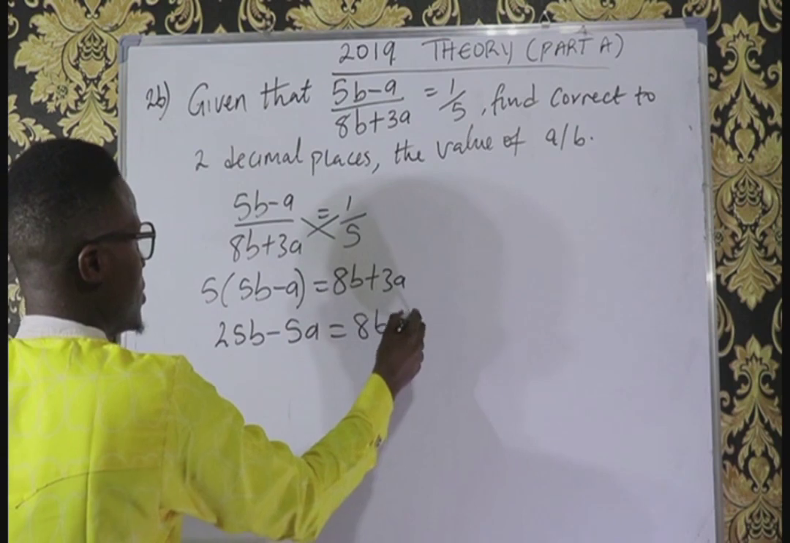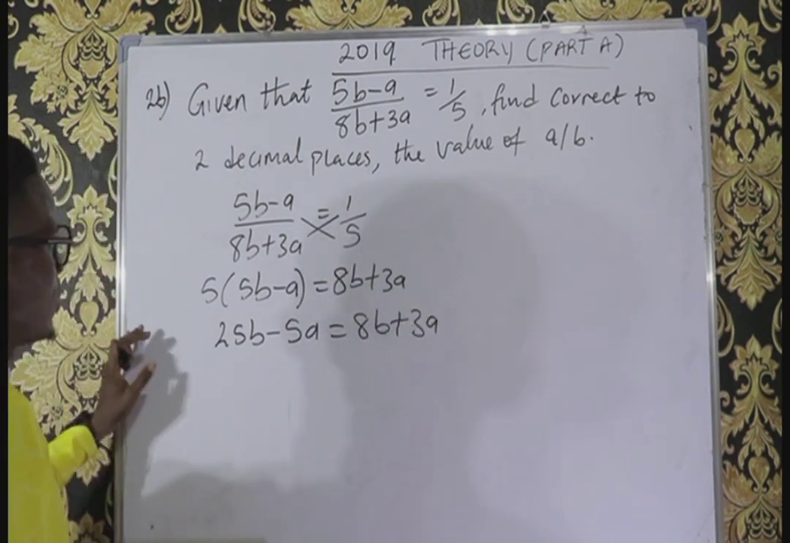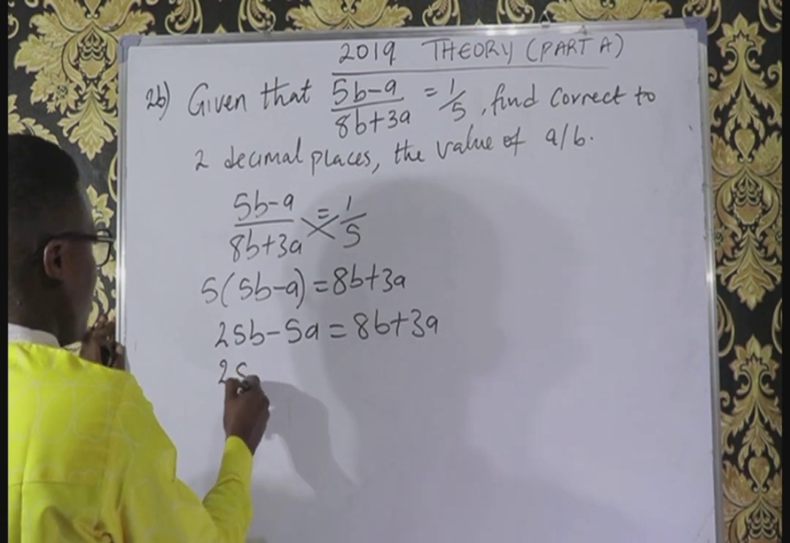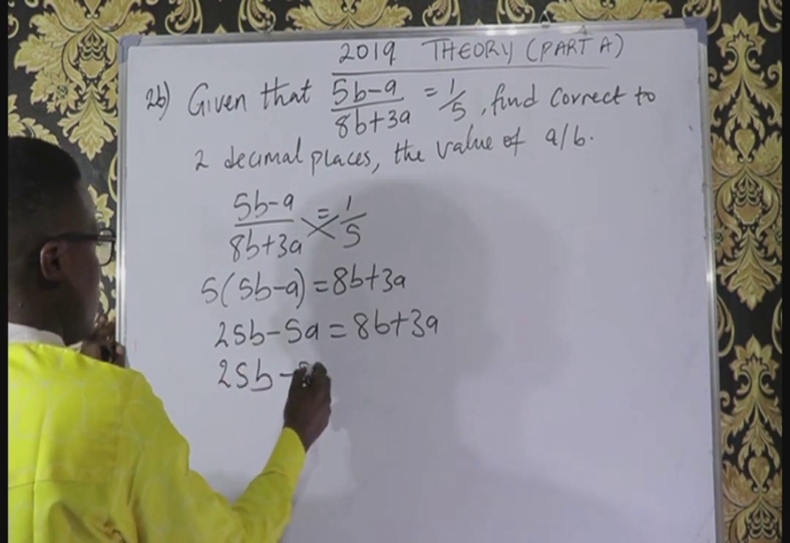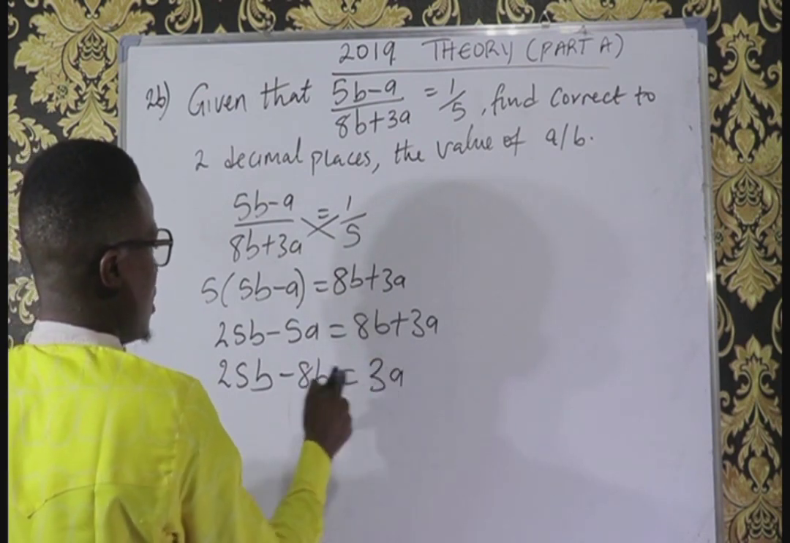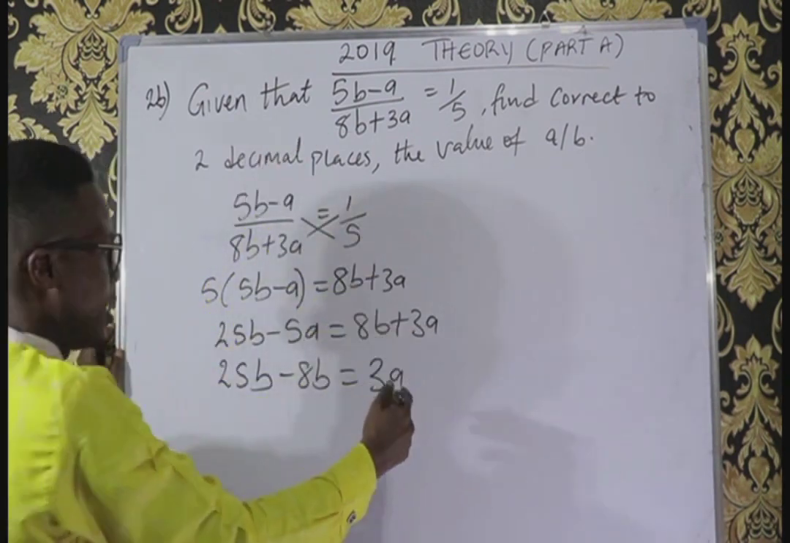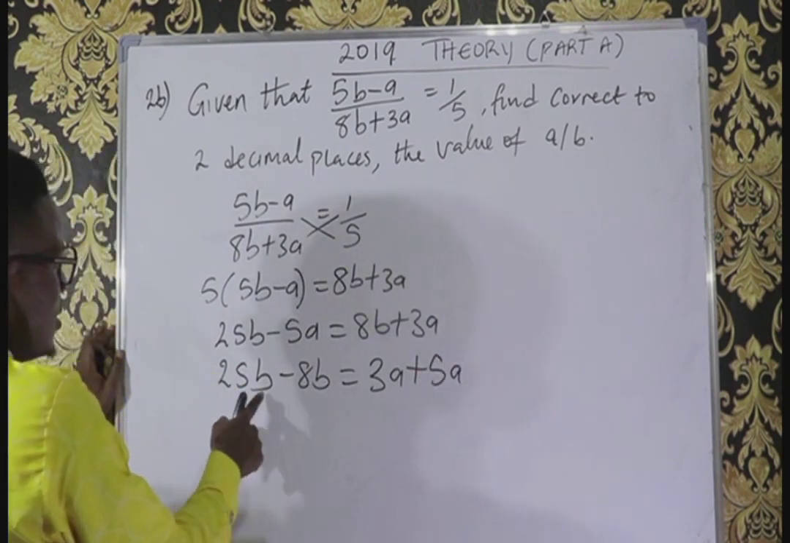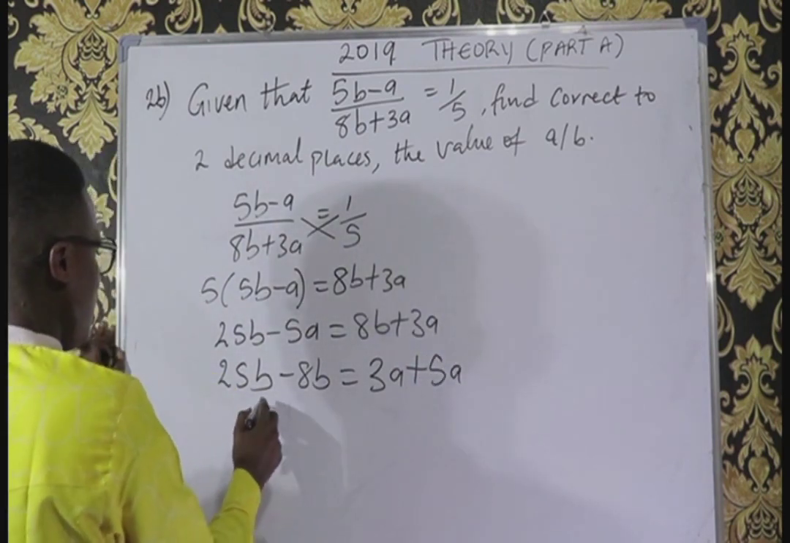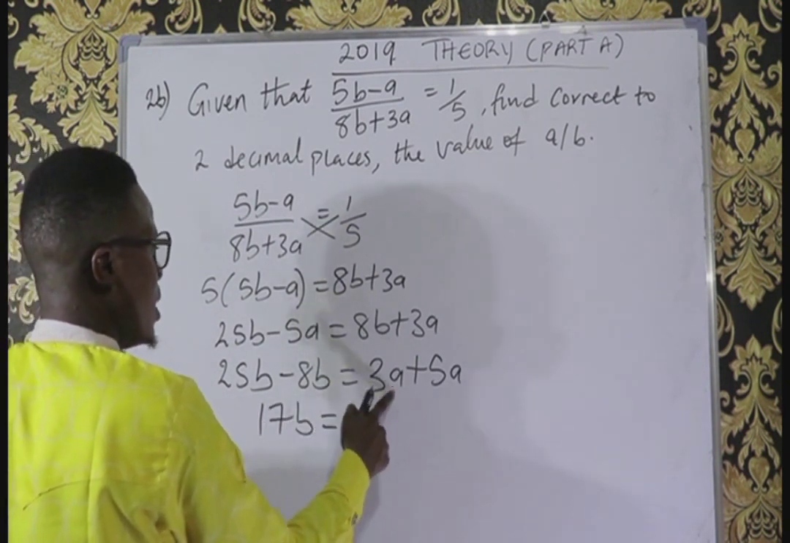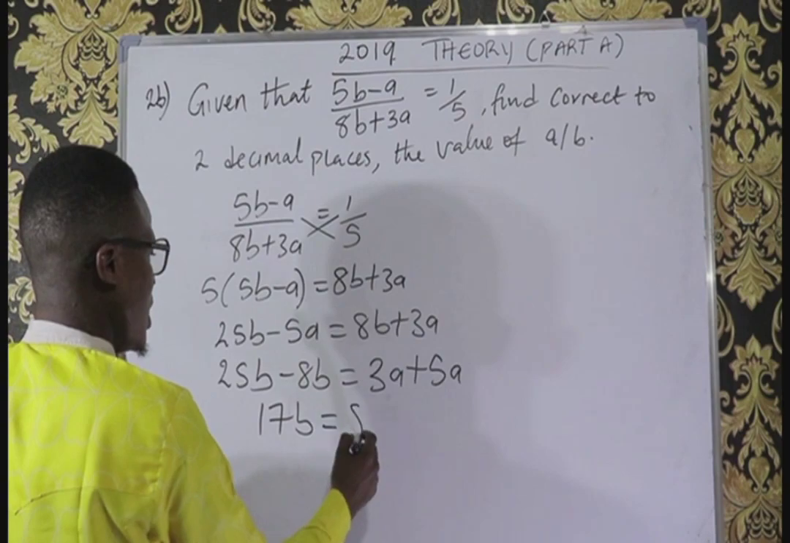Equals 8b plus 3a. We collect like terms. 25b minus 8b. This coming over here is minus. Equals 3a minus 5a. Moving again becomes plus 5a. 25b minus 8b will give us 17b equals 3a plus 5a will give us 8a.